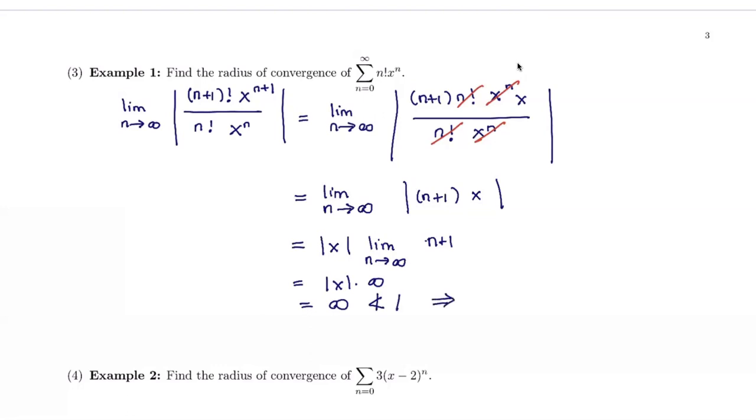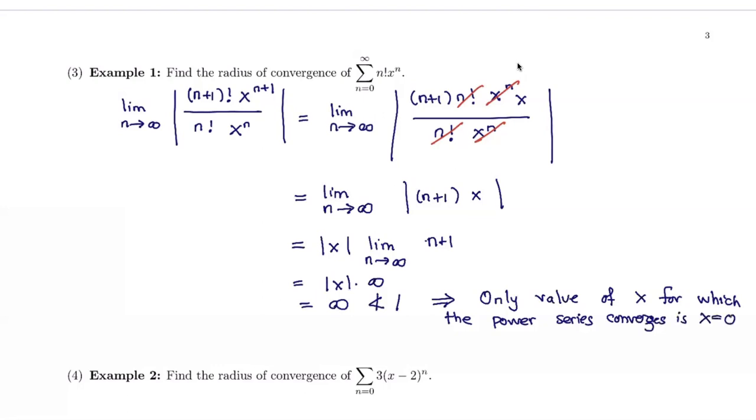And so since the limit is going to be infinite, this means that the only value of x for which the power series converges is x is equal to 0. So the radius in this case is going to equal 0 because the limit is going to be infinite.